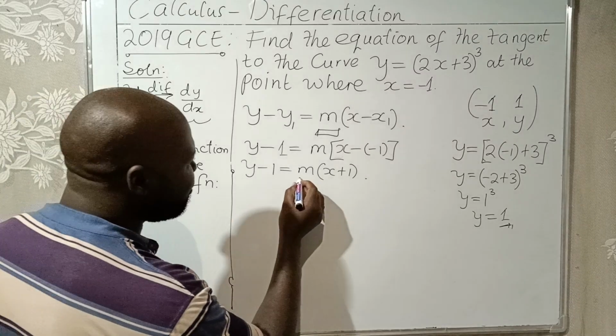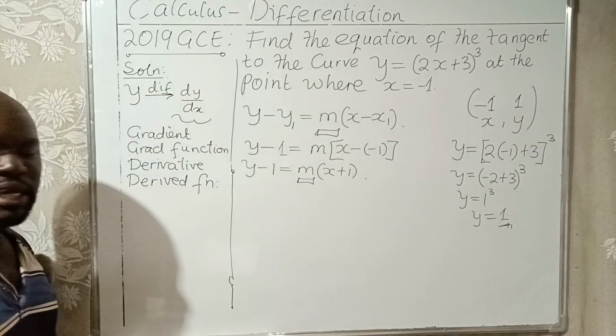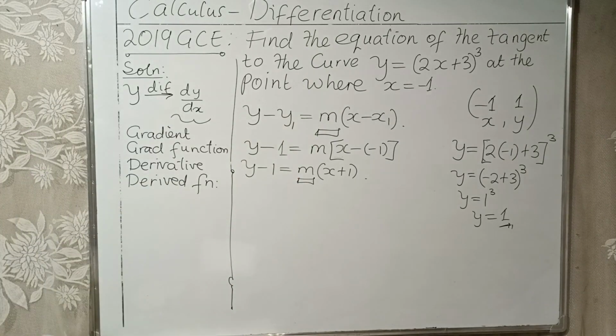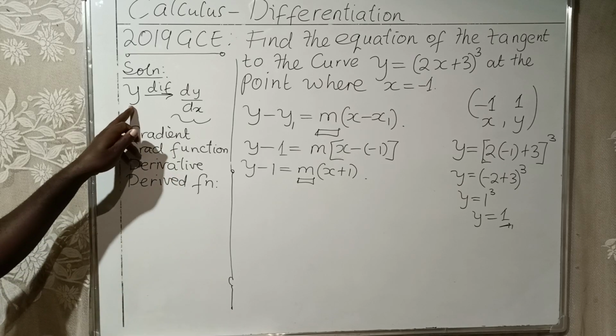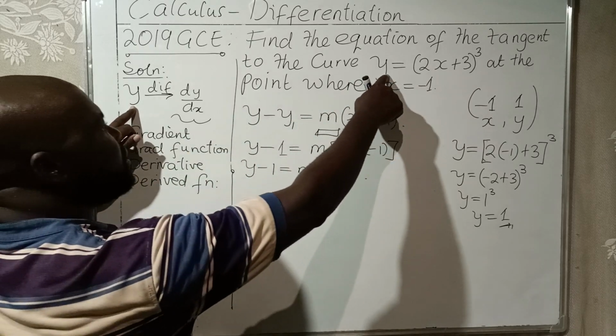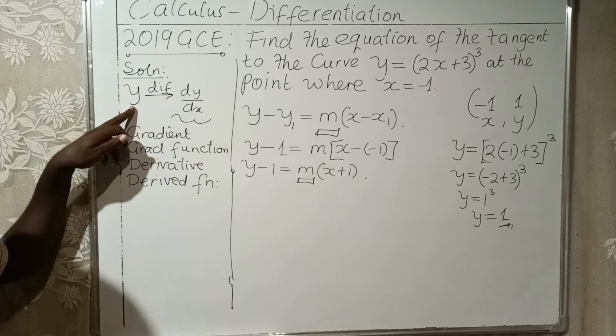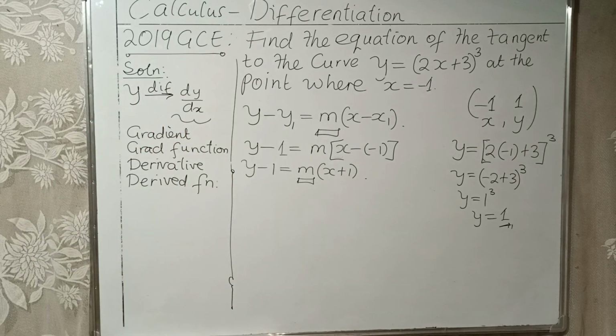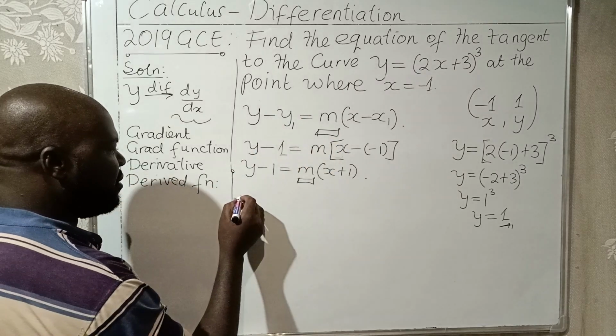Now, we need to find the gradient of the tangent, which is represented by m in this expression. So getting our m, which is the gradient, we know we need to differentiate y. Our y is this one, so we need to differentiate. We know when we differentiate, what we get is the gradient, also called dy dx. So let us differentiate that one.